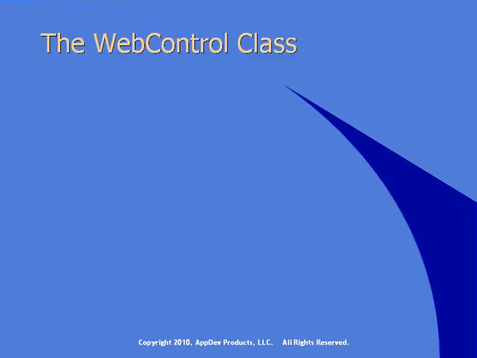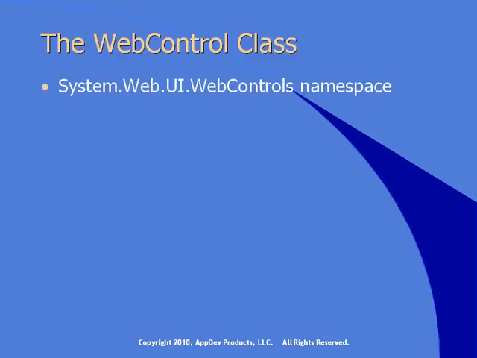All of the web server controls are built on the web control class. So the system.web.ui.webcontrols namespace has a collection of classes that let you create web server controls on an ASP.NET page. All server controls inherit from that web control class. And that means that you have access to all of the functionality of that base web control class in any server controls that you use, as well as any custom controls that you create on your own.